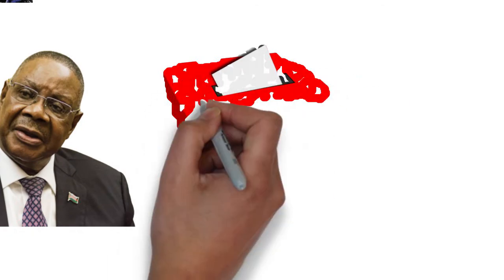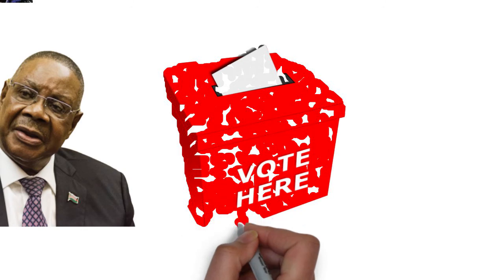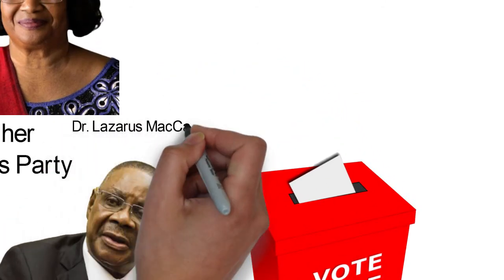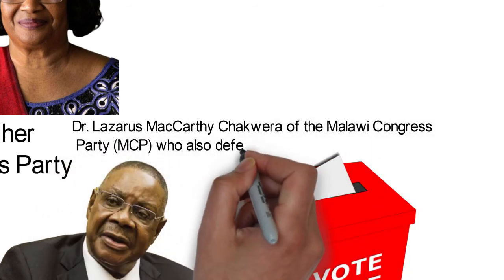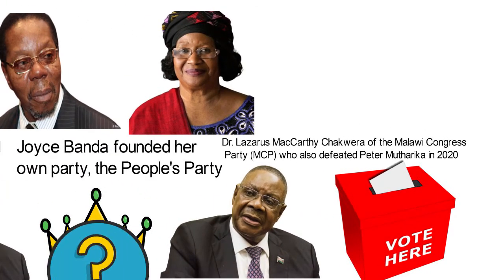Mutharika also succeeded in securing a second term after emerging victorious in the May 2019 presidential elections, defeating his closest rival, Dr. Lazarus Makathi Chakwera of the Malawi Congress Party, MCP.